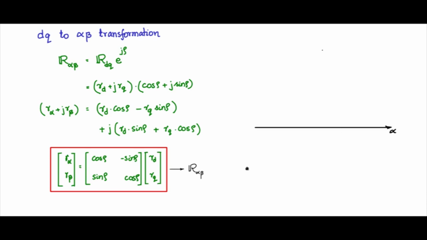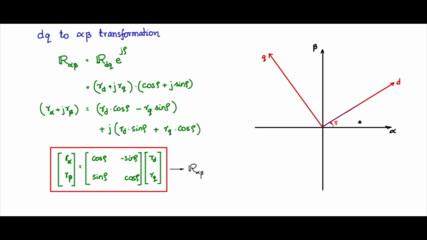You can visualize this. Let me draw the two coordinate systems, the alpha beta coordinate system, like this. So the alpha and the beta, and I will also draw the DQ axis. So this is the D and the orthogonal Q. Now the DQ coordinate system is displaced from the alpha beta coordinate system by an angle rho. This rho can be a varying rho. Let us say it is varying as rho equal to omega t at 50 Hertz frequency.